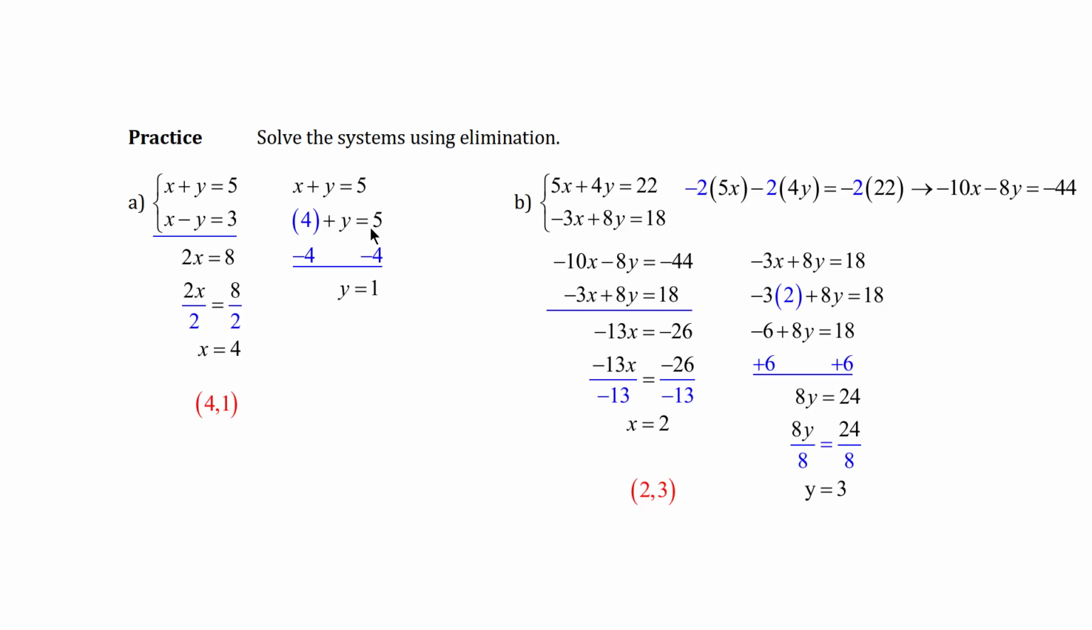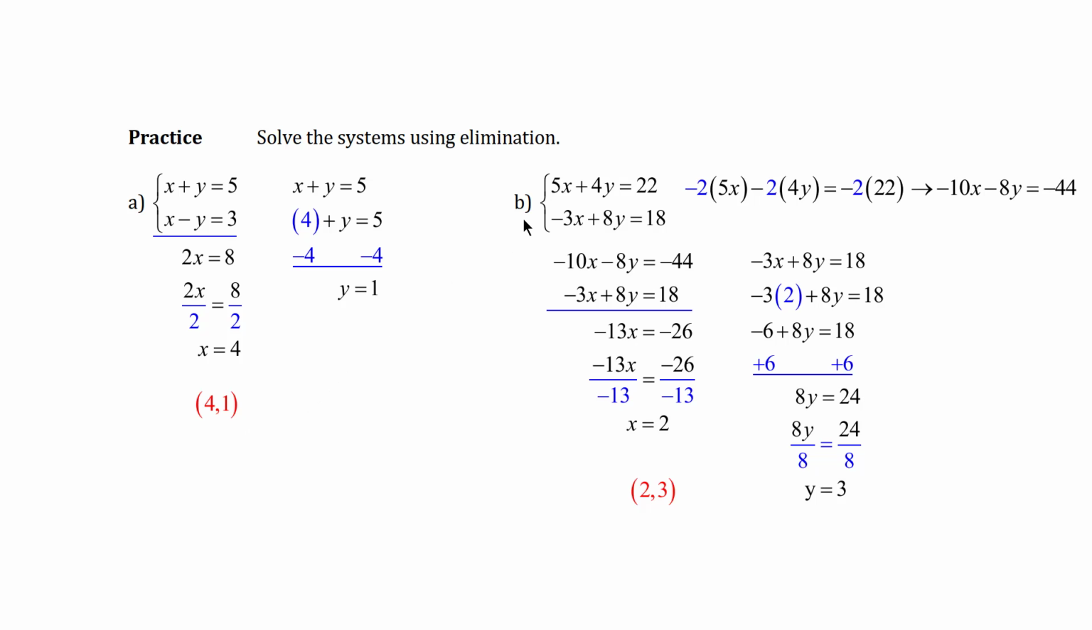From here, we solve for y by subtracting 4 from both sides of the equation. Simplifying the left-hand side, 4 minus 4 cancels out, and then we bring down the y. On the right-hand side, 5 minus 4 is 1. The result is y equals 1. We write our final answer as an ordered pair. I have parentheses, 4 comma 1, close parentheses.